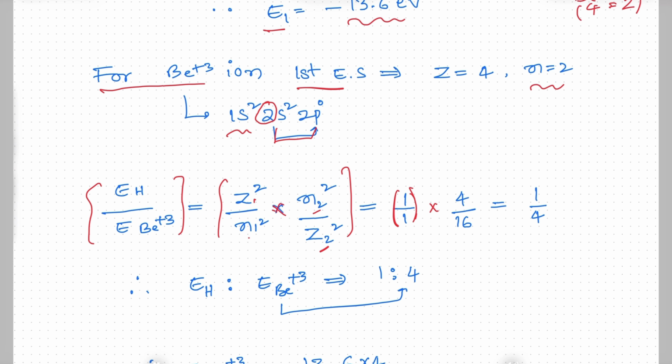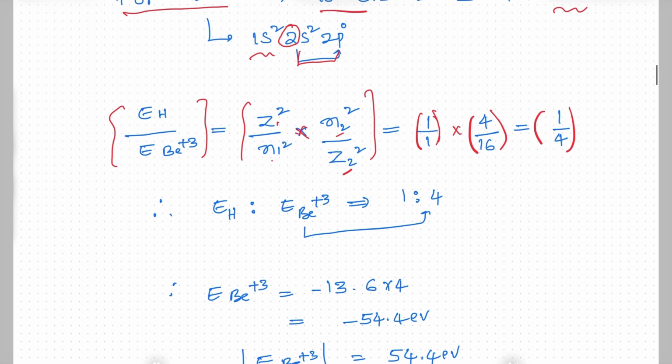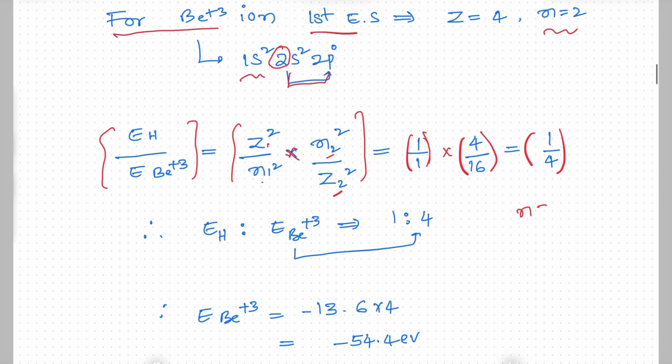So generally we can take the same comparison here also. Clear? How to take this ratio? All of you concentrate here. Beryllium plus 3 ion. The N value we can take here is 2. 2 square means 4. Z value is 4. 4 square is equal to what? 16. So here we can write 4 by 16 is equal to 1 by 4.